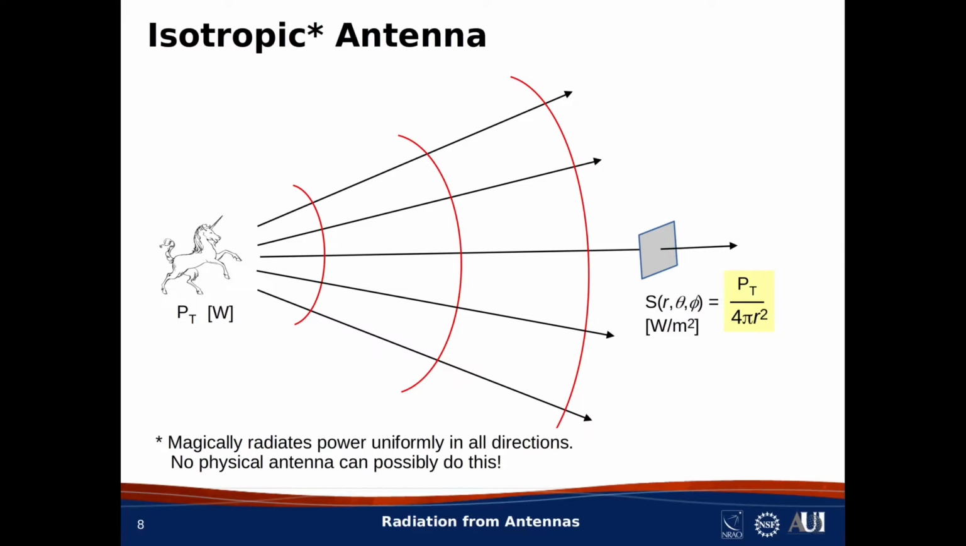And if we're located at a distance r from the antenna, then the area through which the power radiates is the area of a sphere of radius r, and that area is equal to 4 pi r squared. So, it's easy to calculate the power density for an isotropic antenna. It's simply P sub t divided by 4 pi r squared.